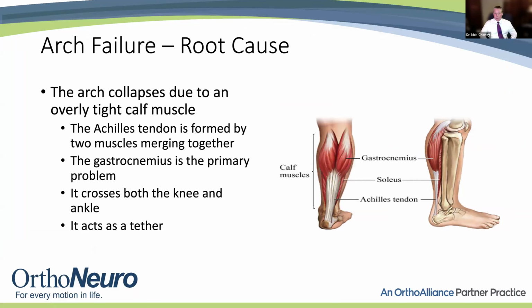So what causes this arch to collapse? Well, it's typically due to a contracture of one of the muscles in your calf. So you have these two muscles here, the gastrocnemius and the soleus, and they originate on different spots on the back of the leg. The gastrocnemius actually starts just above the knee on the back of the thigh bone, and the soleus starts on the back of the shin bone. And they merge somewhere down here just above the ankle to form the Achilles. So two different muscles, two different tendons that merge into one that form the Achilles.